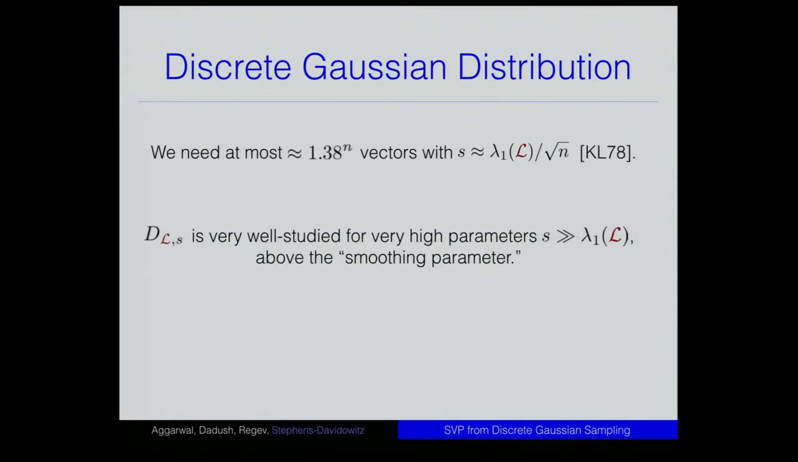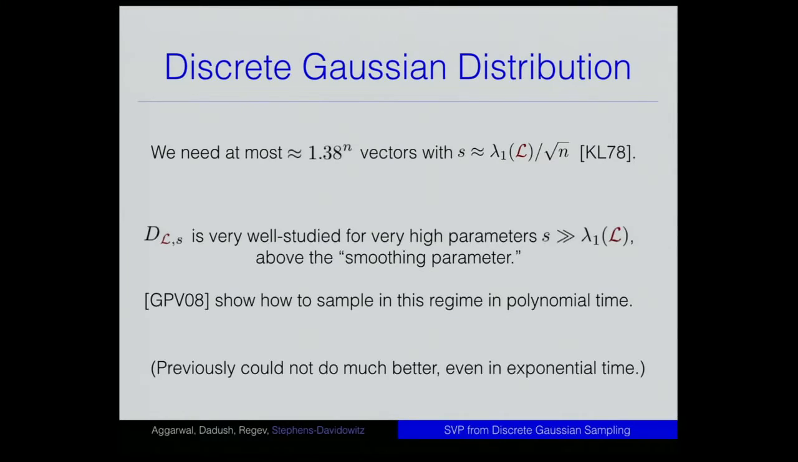Now, for very high parameters, the discrete Gaussian is extremely well studied. In particular, above the so-called smoothing parameter, which I won't define formally, but intuitively it's when it looks like a Gaussian. So at the beginning, I showed you a very nice pixelated Gaussian distribution. That was above the smoothing parameter. By the time I got to these weird distributions, no longer smooth. And in particular, Gentry, Peikert, and Vaikuntanathan, who are all here, showed how to sample in this regime in polynomial time. So above smoothing, at least well above smoothing, we know how to sample from this distribution. But previously, even in exponential time, there was no algorithm to sample below smoothing.